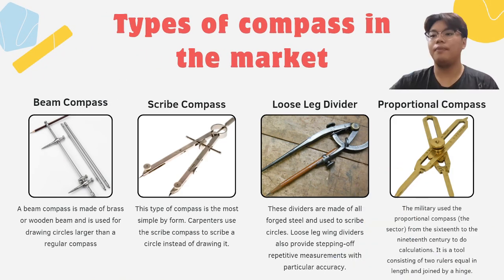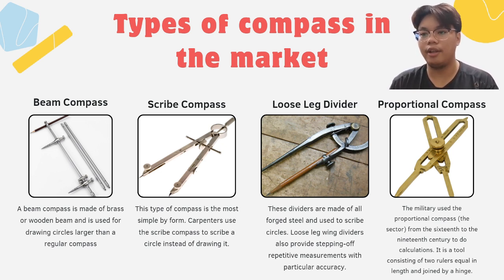So there are 4 types of compass in the market right now. First is a beam compass. A beam compass is made of a brass or wooden beam and is used for drawing circles larger than a regular compass. Next is a scribe compass. This type of compass is the simplest in form. Carpenters used the scribe compass to scribe a circle instead of drawing it on the wood.